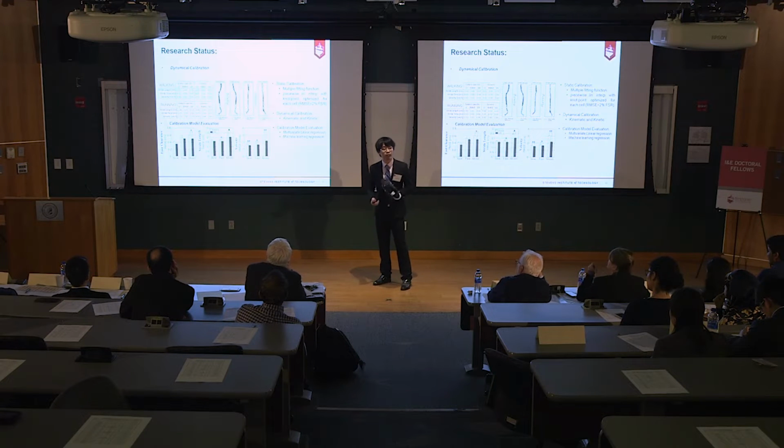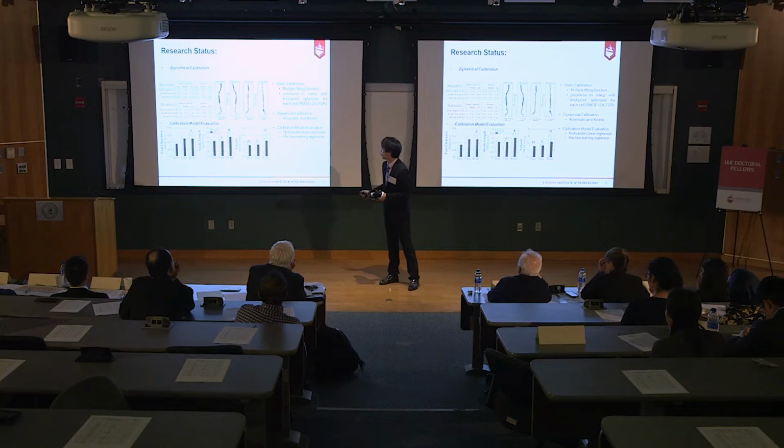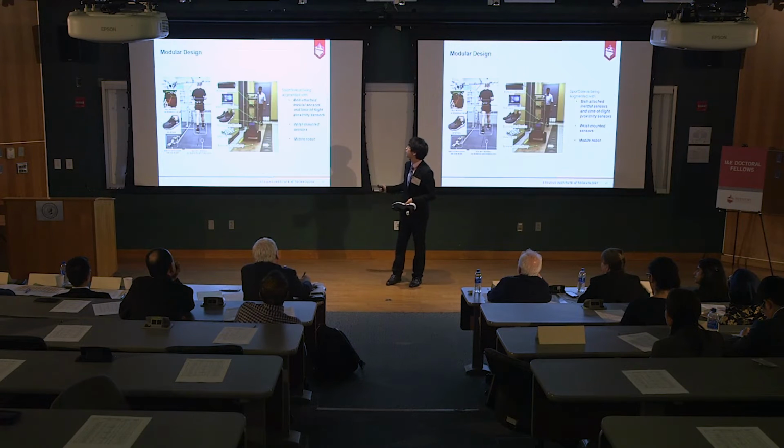So this prototype has been validated on more than 30 healthy subjects. The table here shows the error metrics of the spatial temporal gait parameters. The figure here shows one kinetic gait parameter, center of pressure trajectories in walking and running. The bar plots here show the accuracy of our system using linear model and machine learning models.